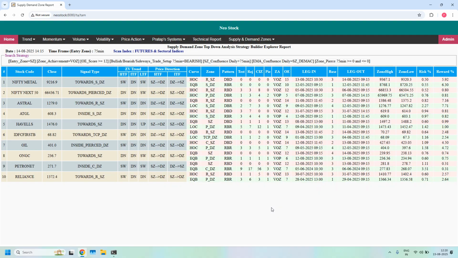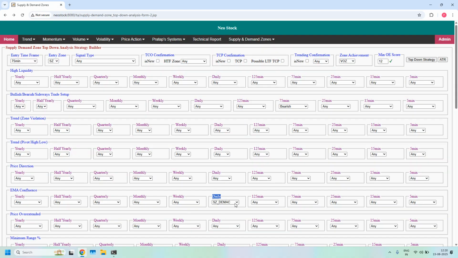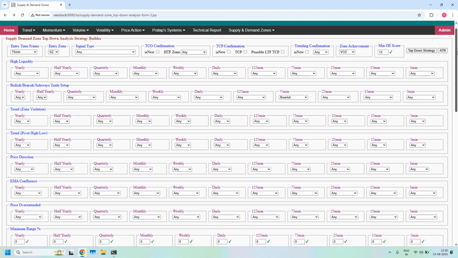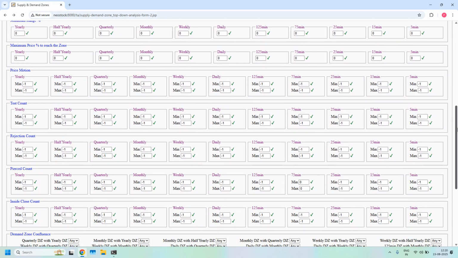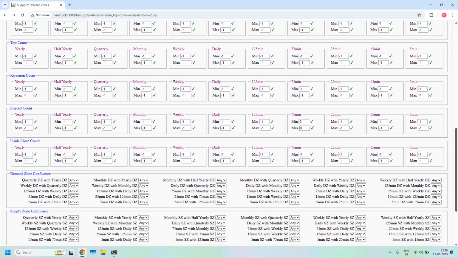Okay, next let us look into LTF, ITF and even HTF supply zone confluence supported stocks and then HTF EMA confluence. So let's verify. Going back, removing this EMA filter, this is ITF specific, we don't want it. Now let us focus on LTF, ITF, HTF supply zone confluence. So 3 filters we have to set. First filter is already enabled, 75 and daily.